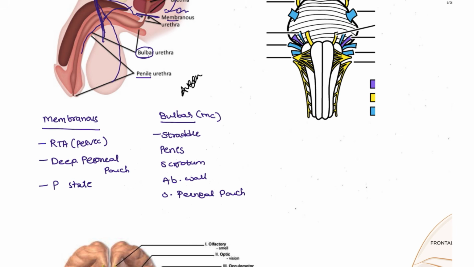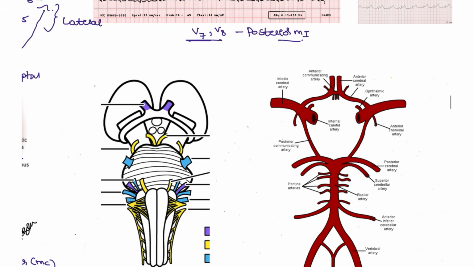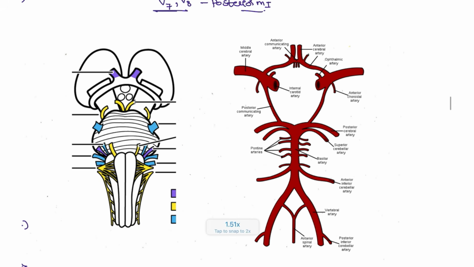Okay, so what is the thing that you can differentiate is that if the scrotum is involved, then it is a bulbar. If the scrotum is not seen, then it is a membranous. Okay, this is the difference between the urethral trauma. Next, moving on to the CNS structures.